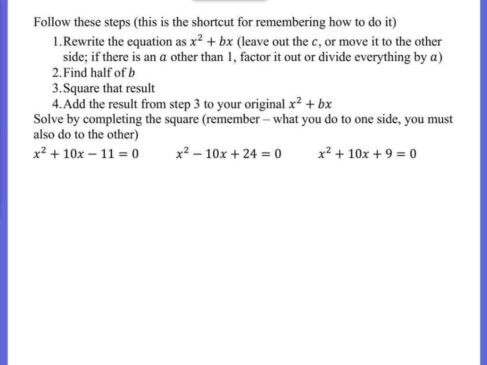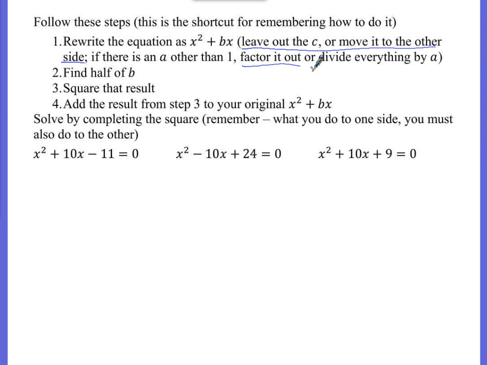Yeah, probably want to write these ones down. First, you're going to rewrite the equation as x squared plus bx, meaning leave out the c, or move it to the other side. If there's an a other than 1, at that point, you will factor that a out. Even if a is not the GCF of the problem, you're going to have to factor it out. Or you could divide everything by a since you're working with an equation. And you'll see examples of that.